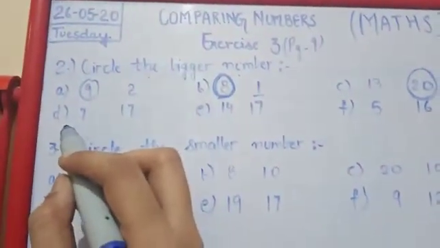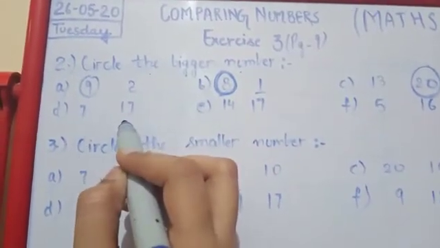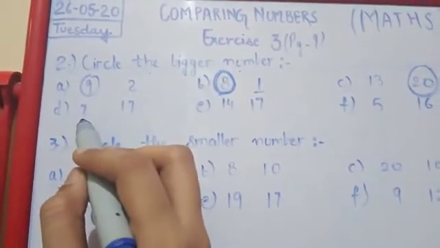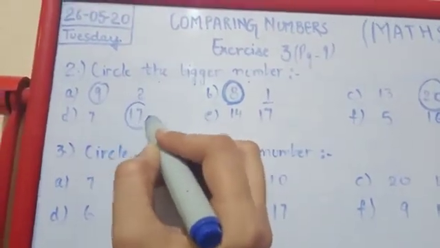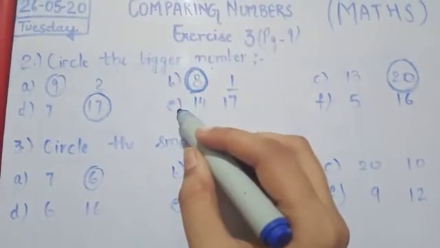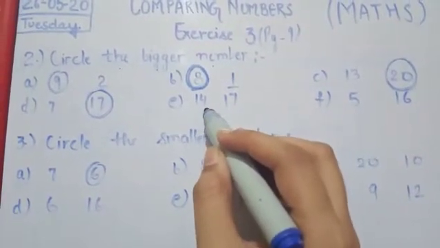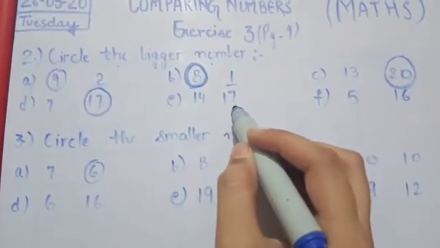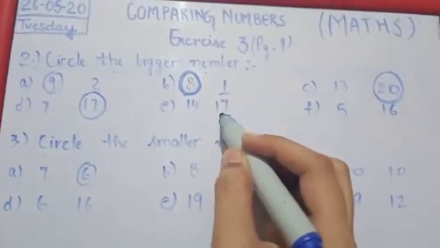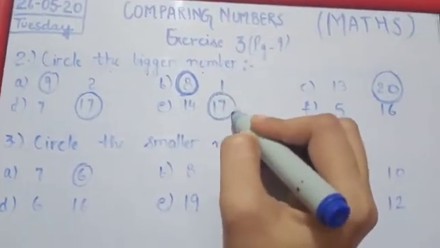Now come on the D part. 7 and 17. Which number is bigger? 7? No. 17. Yes, 17 is bigger. Now come on part E. That is 14 and 17. So 1 4 14, 1 7 17. Which number is bigger? 17. So all of you will circle number 17.